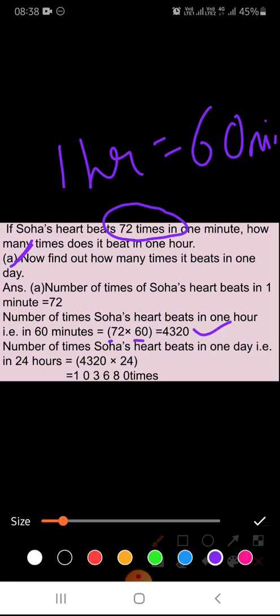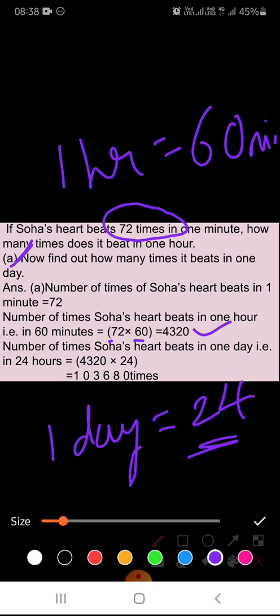In 1 day how many times it beats, you have to find. As you all know, in 1 day how many hours are there? 24 hours. 1 day equals 24 hours. And in 1 hour it is beating how many times? 4320 times. So in 24 hours it will beat 4320 multiplied by 24, and we'll get the answer 103680 times.